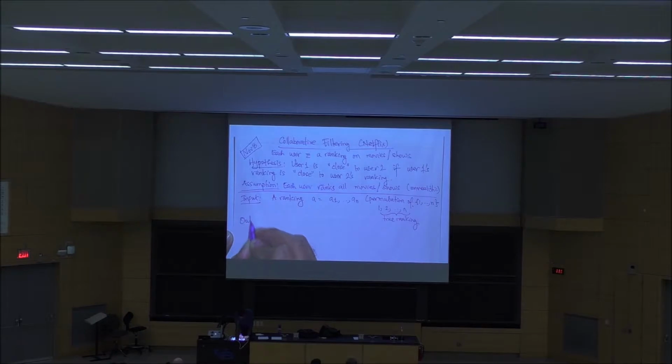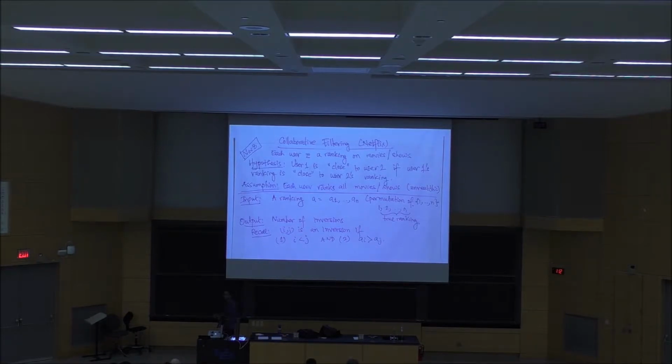And what you want to output is the number of inversions. Recall that (i, j) is an inversion if i comes before j and A_i is strictly bigger than A_j.